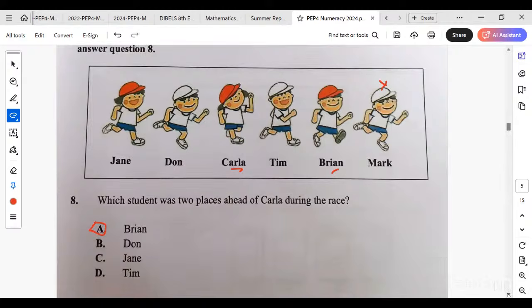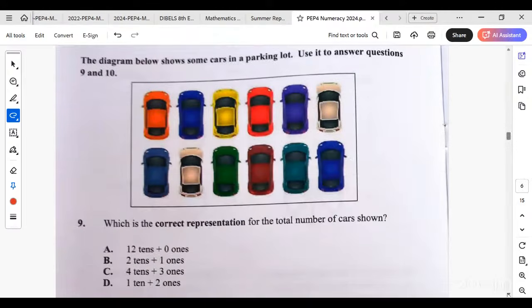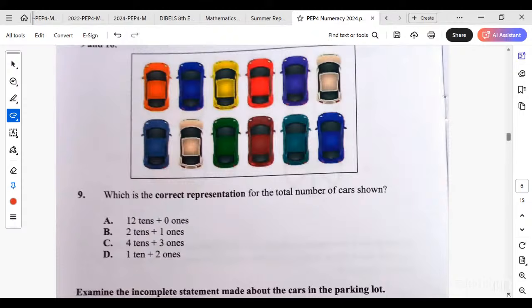Moving on to question 9. The diagram below shows some cars in a parking lot. Use it to answer questions 9 and 10. All right, so we see some cars in the parking lot. Which is the correct representation for the total number of cars shown? The easiest thing to do would be to count off the cars first of all. How many cars are there? There are 12. So that will help to guide your answer. All right, option A, 12 10s, 0 1s. Is it 2 10s and 1? So once you know that it's 12, the correct answer is one group of 10 and 2 1s. So the correct answer is D.